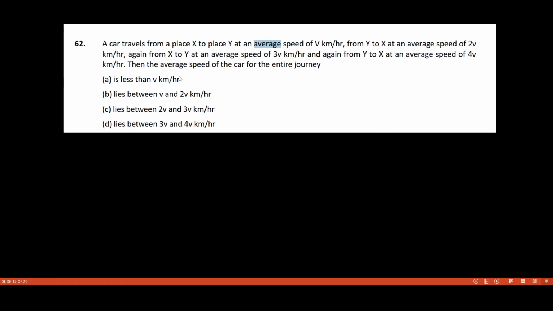Now you see this question. A car travels from a place x to y at an average speed of v kilometers per hour, from y to x at 2v, from x to y then at 3v, and then from y to x at 4v. So it is going x to y and back 4 times at speeds of v, 2v, 3v and 4v. The question is asking the average speed of the car for the entire journey.